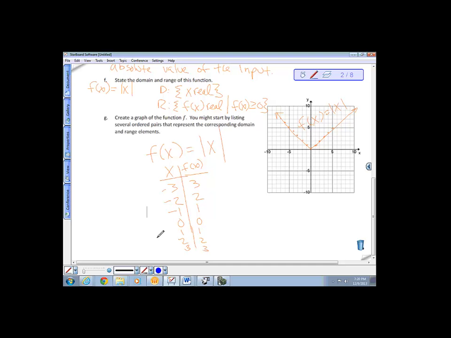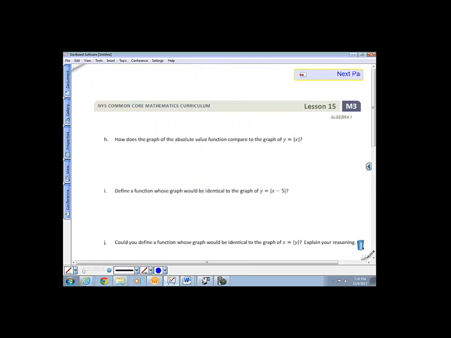So for letter H, how does the graph of the absolute value function compare to this graph? Okay, letter G. Let's go to the next page. So how does this graph of the absolute value function compare to that? Well, they're basically the same thing. The two graphs are identical. You can essentially replace y with f of x because y is a function of x. That's what that's saying. So they are identical.